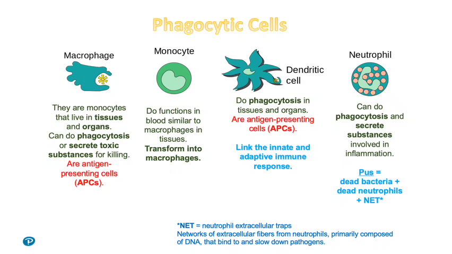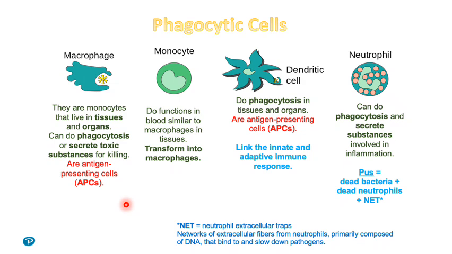So first, let's take a look at the phagocytes. We have several types of cells that are considered to be phagocytes, because they can change into something that would allow them to engulf the foreign body. The macrophage is one of them. These are monocytes. They live in tissues and organs, and they can do phagocytosis, or they can secrete toxic substances for killing. They are also called antigen presenting cells.